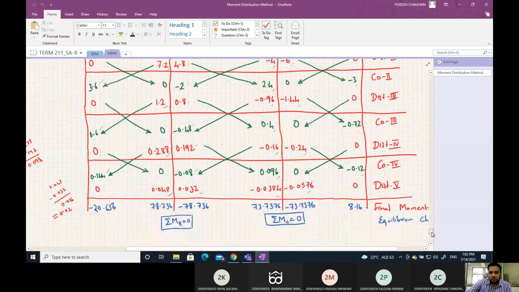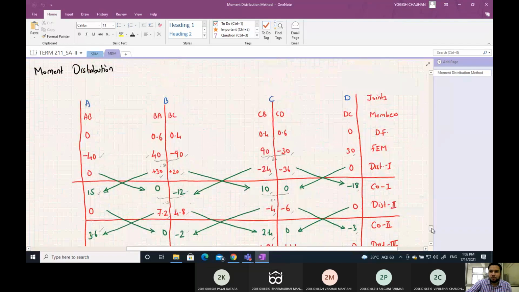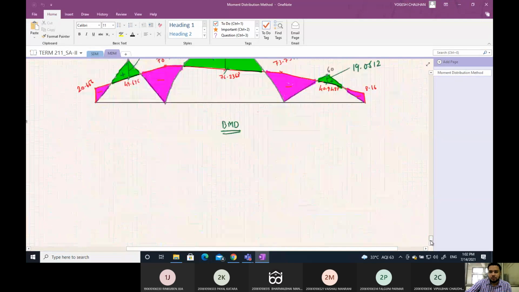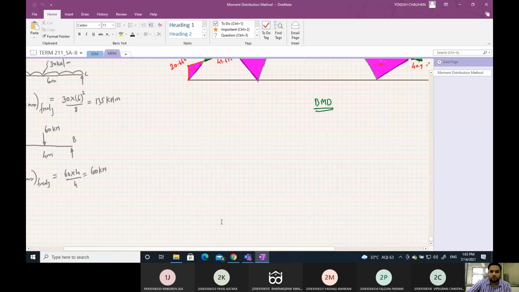Now when the far end is simple, we have to make some modifications, or carry out some additional steps, and also if we have an overhang beam. So we'll take an example of both these cases now.